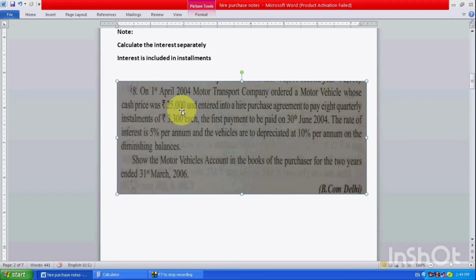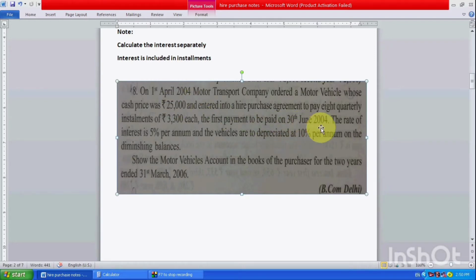So let's see question number 8. On 1st April 2004, Motor Transport Company ordered a motor vehicle whose cost price is 25,000 and entered into a hire purchase agreement to pay 8 installments of 3,300 each. The first payment is to be paid on 30 June 2004.